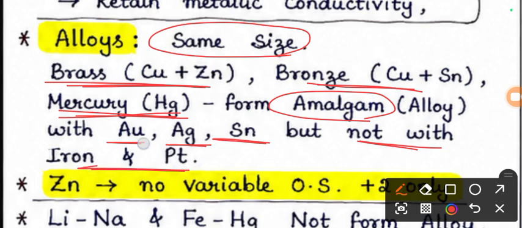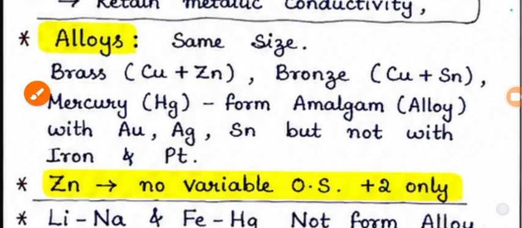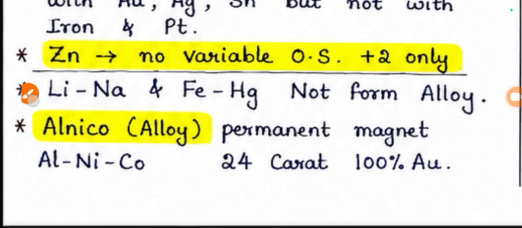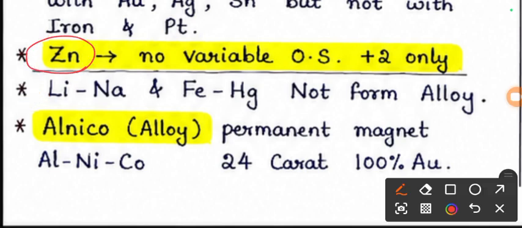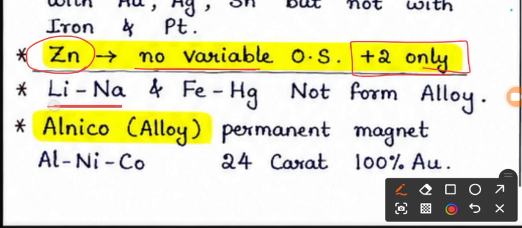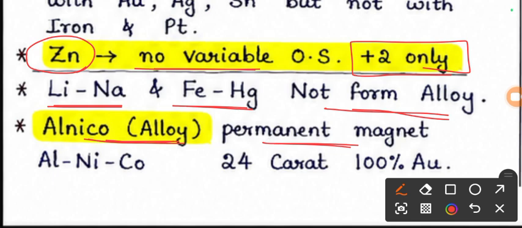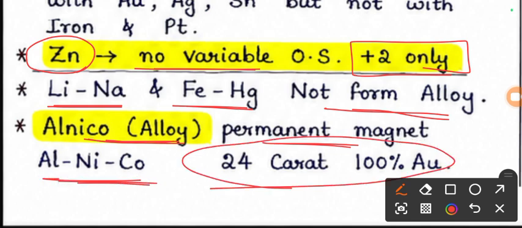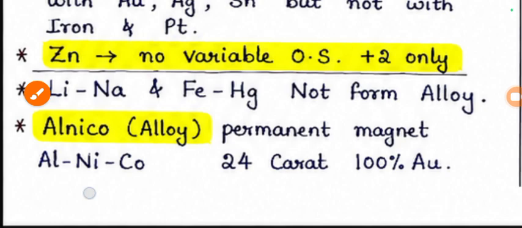Mercury can form amalgam with gold, silver and tin, but mercury cannot form amalgam with iron and platinum because they are reactive. And zinc, in 3d series, does not show variable oxidation state. It has only one oxidation state, that is +2. And lithium, sodium, iron, mercury, they cannot form an alloy. And alnico is also the name of an alloy which is a permanent magnet. It includes aluminium, nickel and cobalt. And also remember 24 karat is 100% gold.